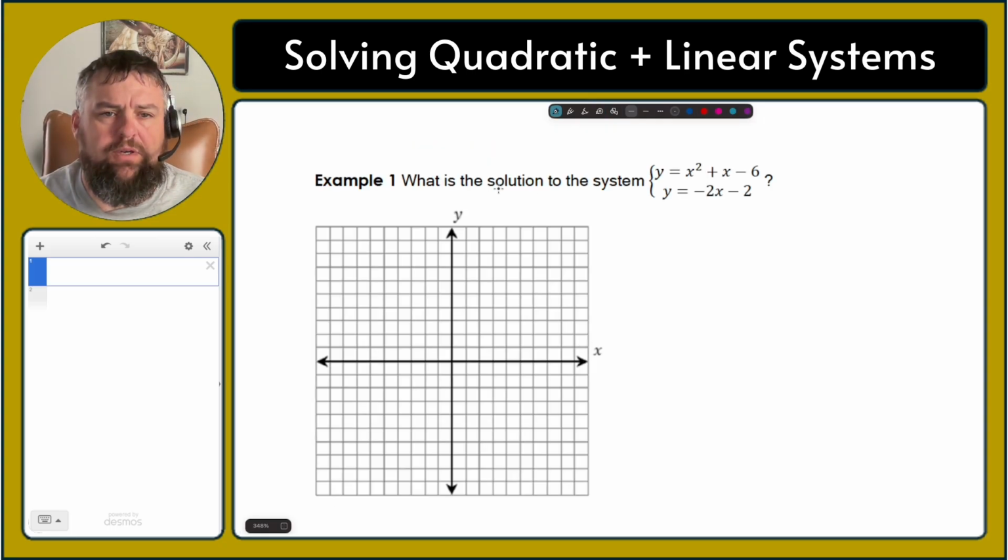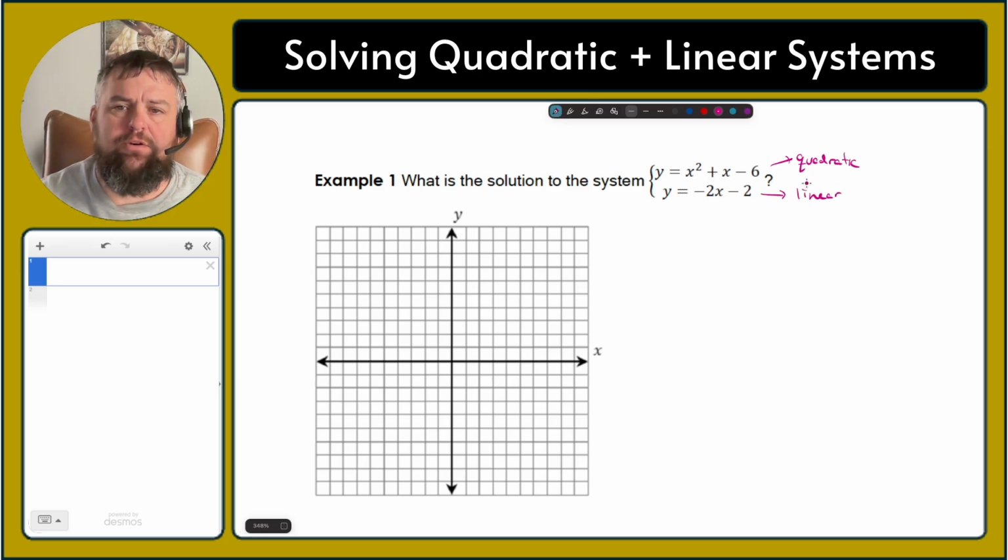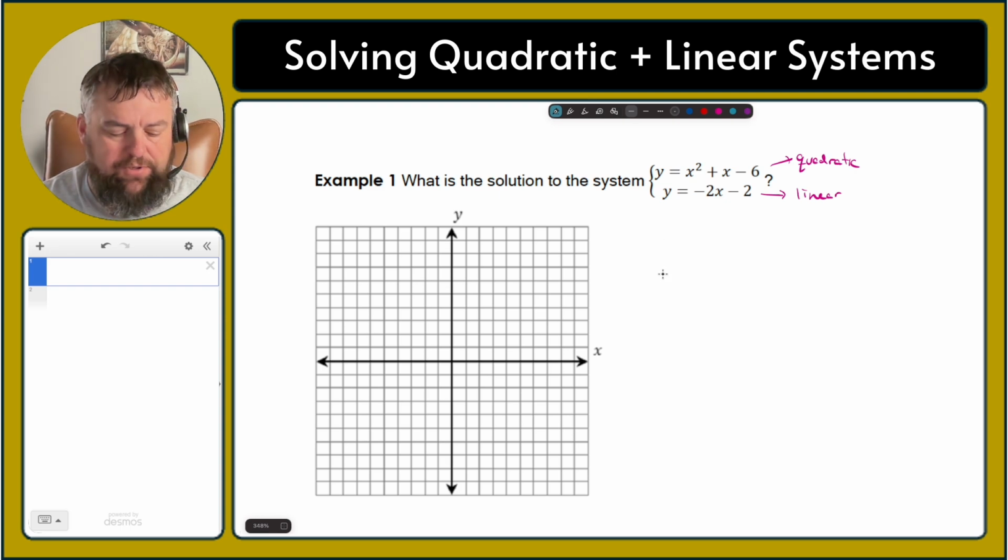Okay, so for example one, what is the solution to the system y equals x squared plus x minus 6 and y equals negative 2x minus 2? In this problem, the very first one is our quadratic, and the second one is the linear. So this tells me we have a linear quadratic system. There are a couple ways that we could do this. We could just start out by solving this by hand, and that's actually what I'm going to do here.